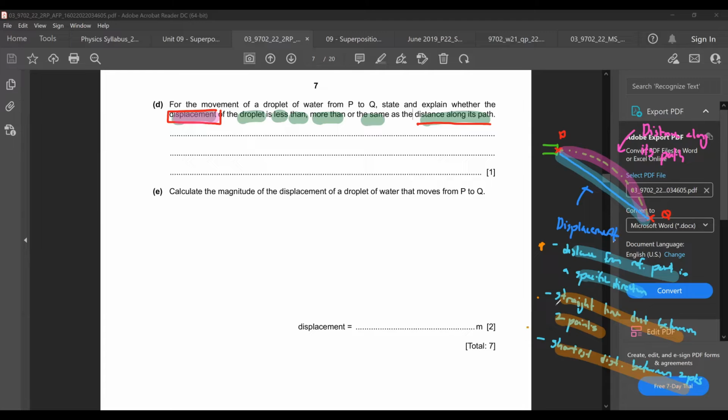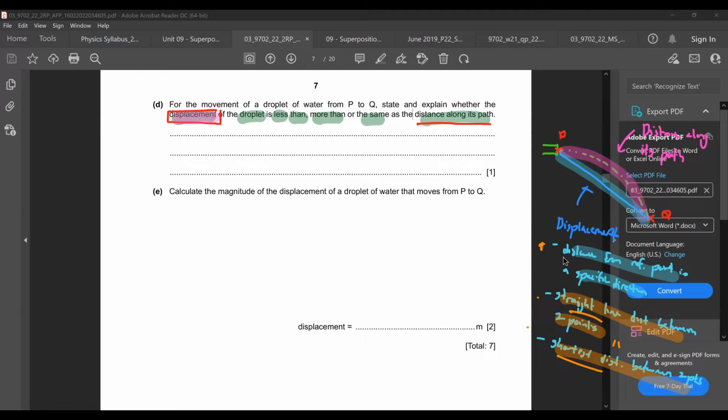Number 2 and number 3 here are another way of interpreting what displacement is. It is actually the straight line distance between 2 points. It's also the shortest distance between 2 points. The shortest distance between any 2 points is always a straight line, so they're actually referring to the same thing. They mean the same thing. This one is the easier way to understand what displacement is.